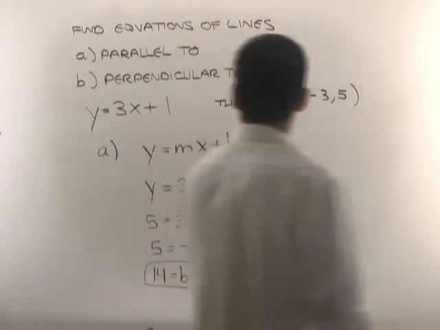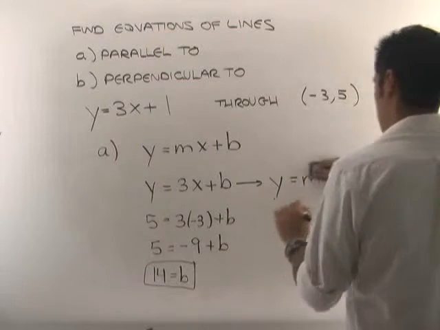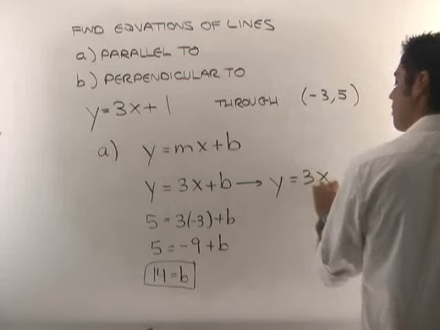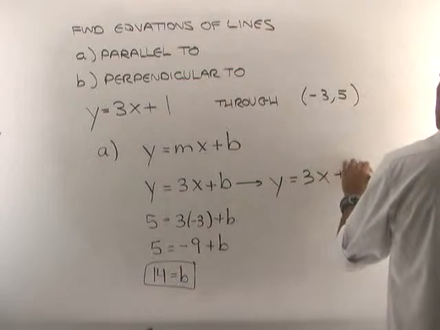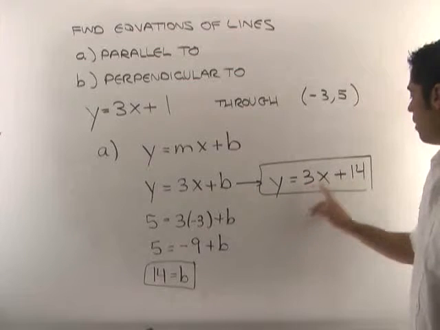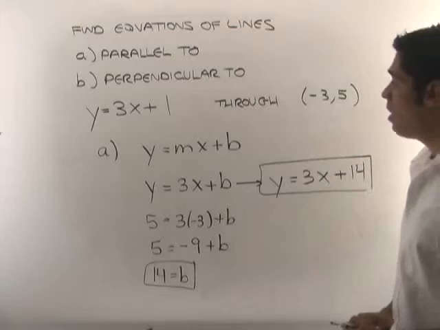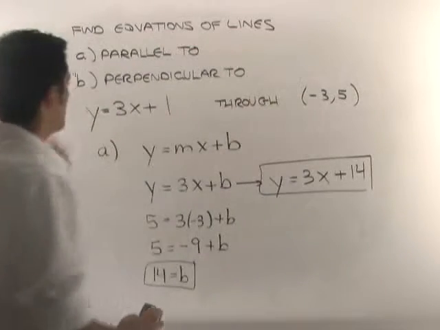Okay, so now what we can do is we can say that the equation of our line that's parallel is actually y equals 3x plus 14. So our parallel line, notice, has the same slope. Our y-intercept is a little bit different, but that's the equation of the line. All right, next thing we need to do is do the perpendicular.